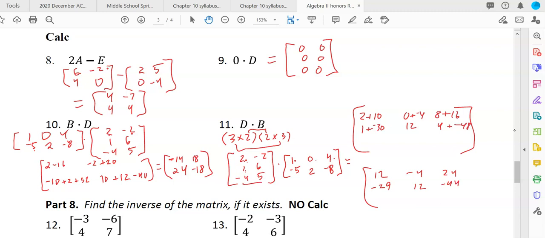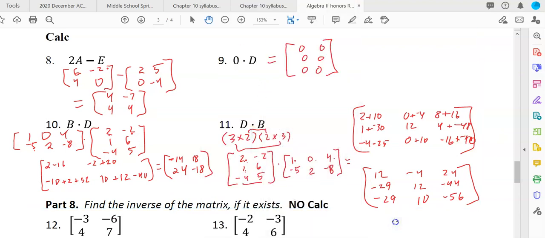And this would be bottom row, so the times first column, so negative 4 times 1 is negative 4. 5 times negative 5 is minus 25, which is negative 29 also. Negative 4 times 0 is 0, plus 5 times 2 is 10, so I think that's 10. Finally, negative 4 times 4 is negative 16, plus 5 times negative 8 is negative 40, which is negative 56. So just to check my answer. And I did get that one right.